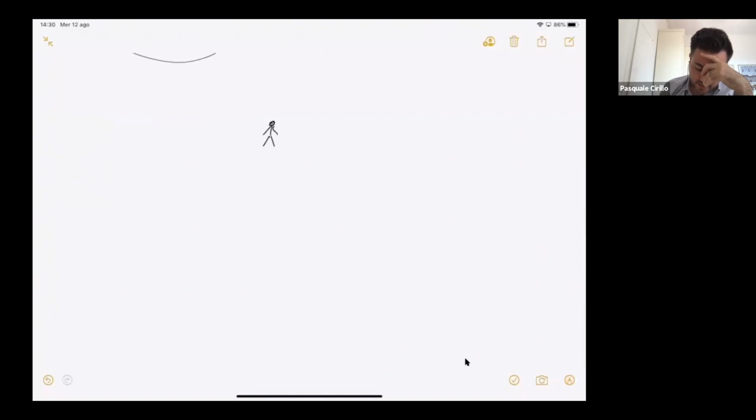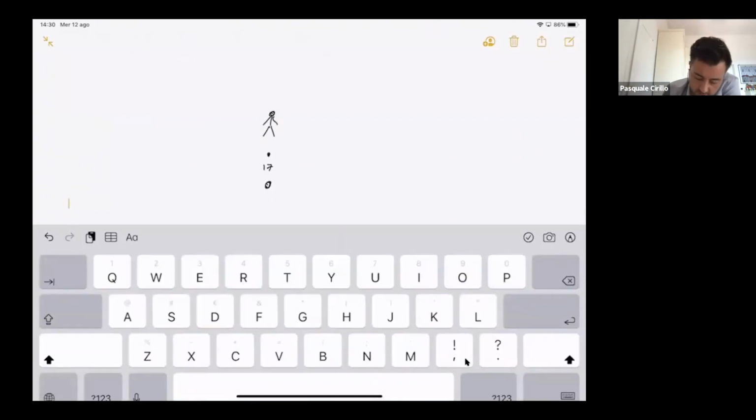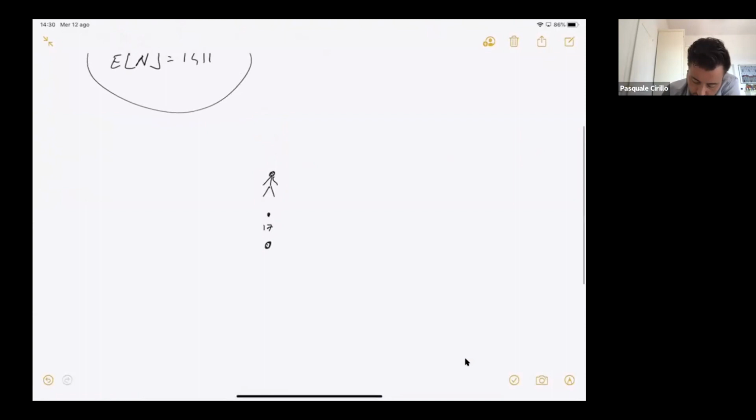And this guy is where? Is at meter 17. Now, allow me to rescale the problem, okay? Such that meter 17 is where the guy is at this specific moment, and I call this state 0. So this is a new 0 for me.